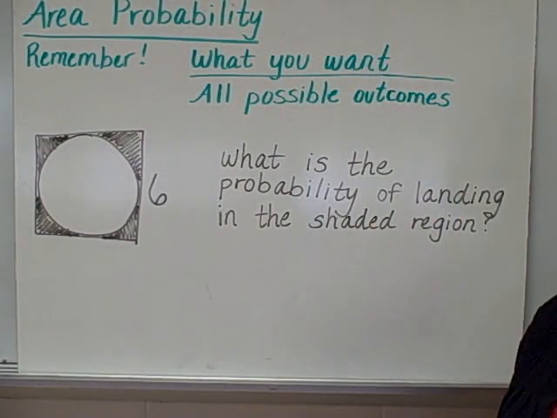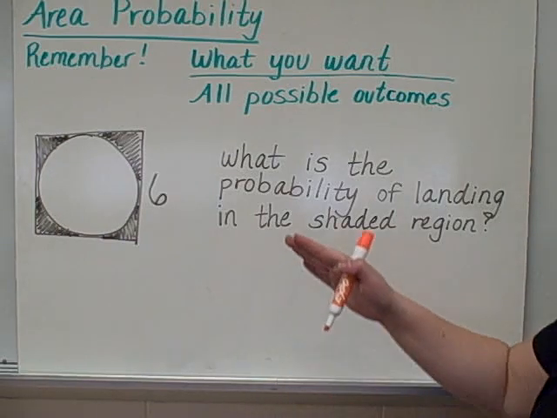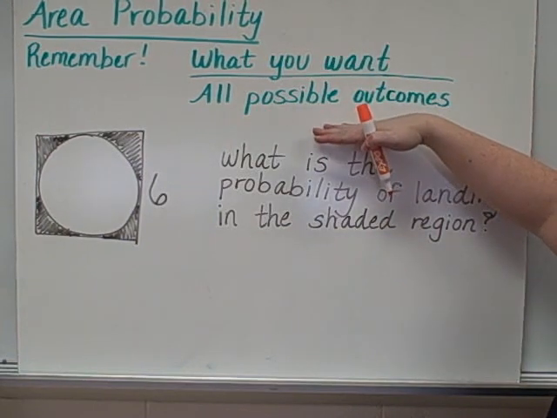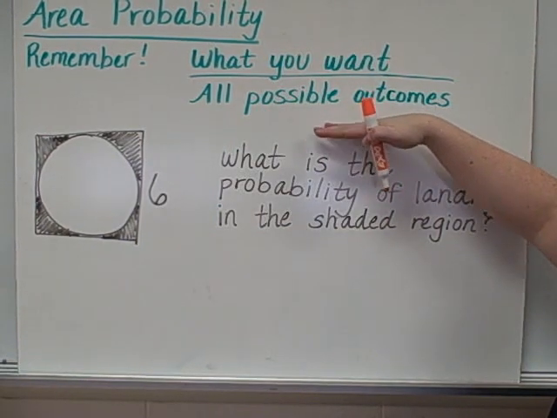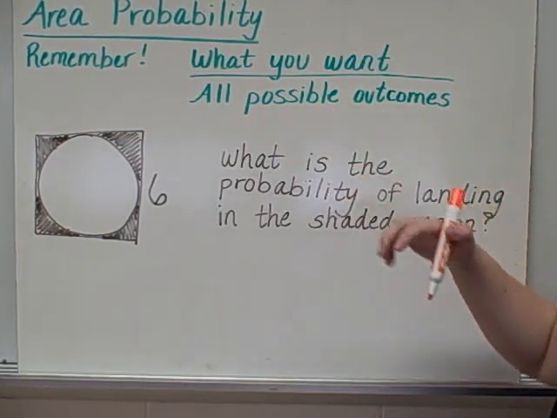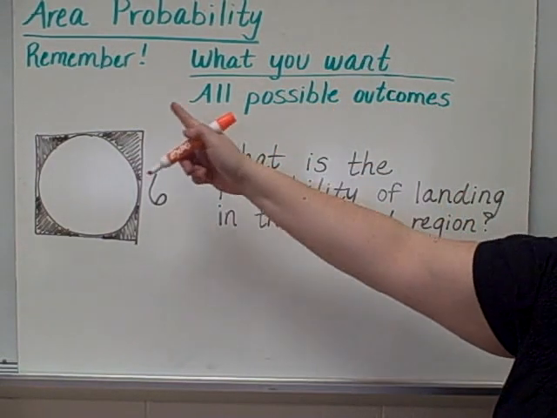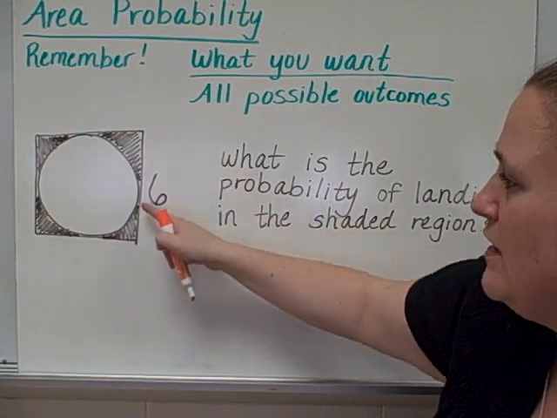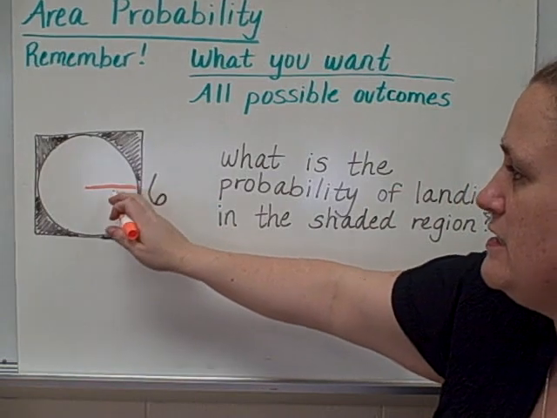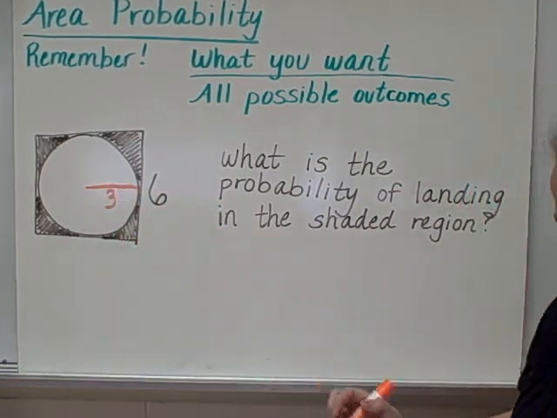So area probability, okay? It works the same way as regular probability, but this time we're talking about the area. So remember, it's what you want out of all possible outcomes, okay? So in that case, it's the area you want over the total area, okay? So the circle. If we have a diameter of 6, then that means our radius is 3, okay?